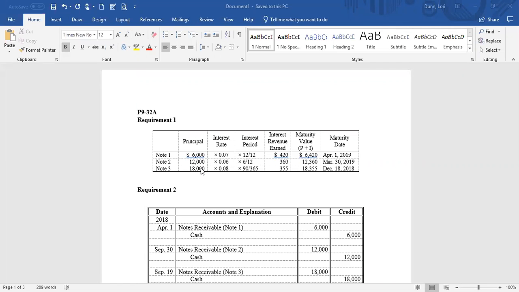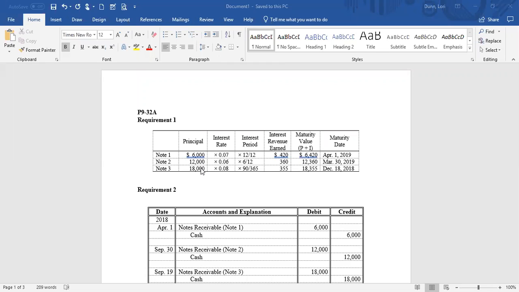Now, our first note has a one-year term, and it was taken on April 1st, 2018. So we will receive the money back on the maturity date of April 1st, 2019, 1 year. So when the term is indicated as a year, we just add a year. In the second note, the term is indicated as 6 months. So we say, okay, today is September 30th. 6 months from September 30th is March 30th, 2019.